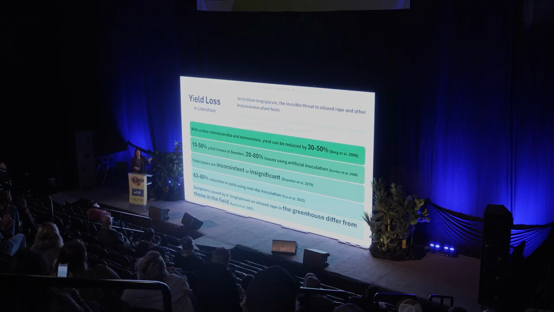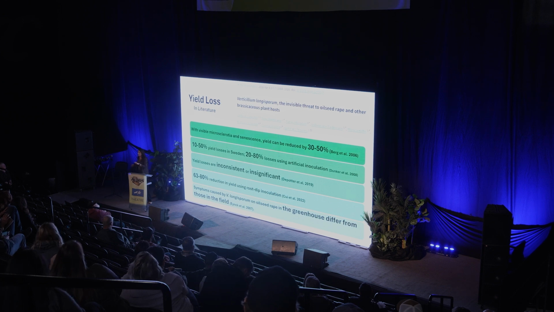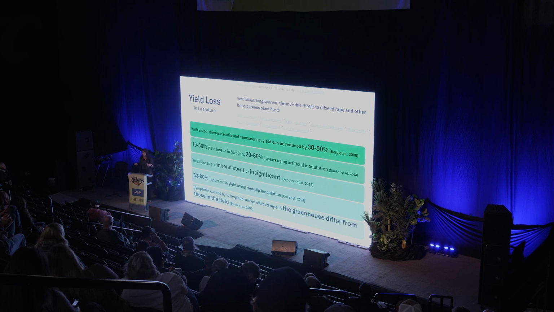But when we look at the literature, we see a wide range in yield loss numbers. Some of the early work was showing anywhere from a 30 to 50% yield reduction when microsclerotia were present, which takes time for them to develop. Some of the other work done in Sweden showed a range of 10 to 50%. In that same paper, they widened it based on the inoculation technique and saw 20 to 80% losses. So just wild ranges when we think about what the actual loss is in a field. Work out of the UK was showing really inconsistent or insignificant results, they called it, and they related that back to the weather.